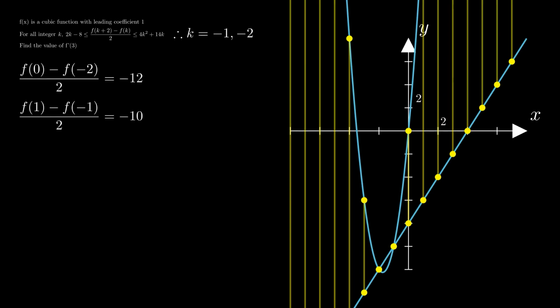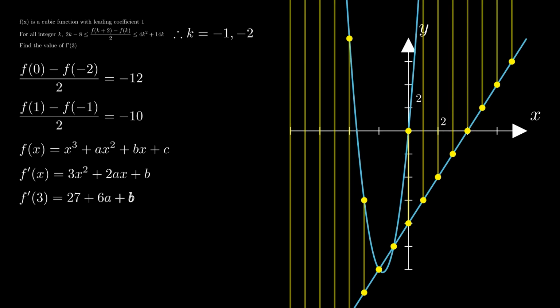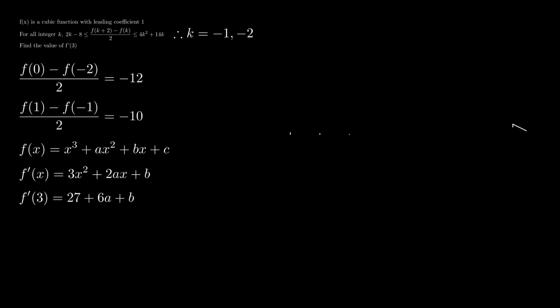Now, let's think again what we are given. We are given that the function f(x) is a cubic function with leading coefficient 1. Meaning, f(x) will be written like this, having 3 unknown coefficients. We need to know the value of f'(3), so if we differentiate the function, we have to know two unknown coefficients a and b. Now let's go back to our inequality.